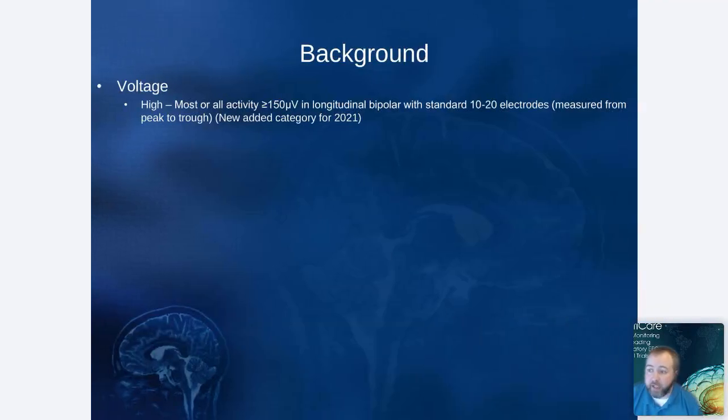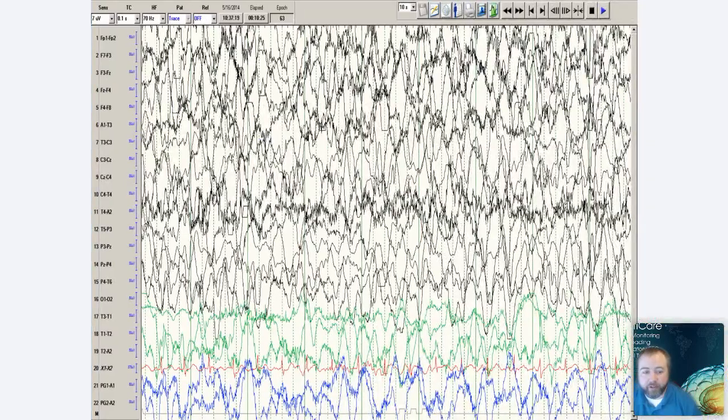The next section in background is voltage. This is another thing that's new for 2021: high voltage. I think when they were writing it, they just kind of forgot high voltage. Before, the only options were normal, low, and suppressed. Now they've added in high. I'm sure most of you will know to associate high voltage with hypsarrhythmia. So the first thing you'd want to do here, so that you can actually see that EEG, is adjust your sensitivity.